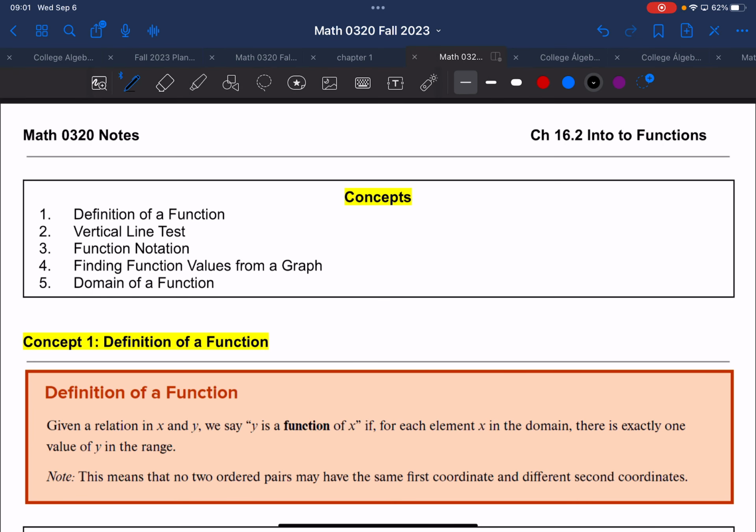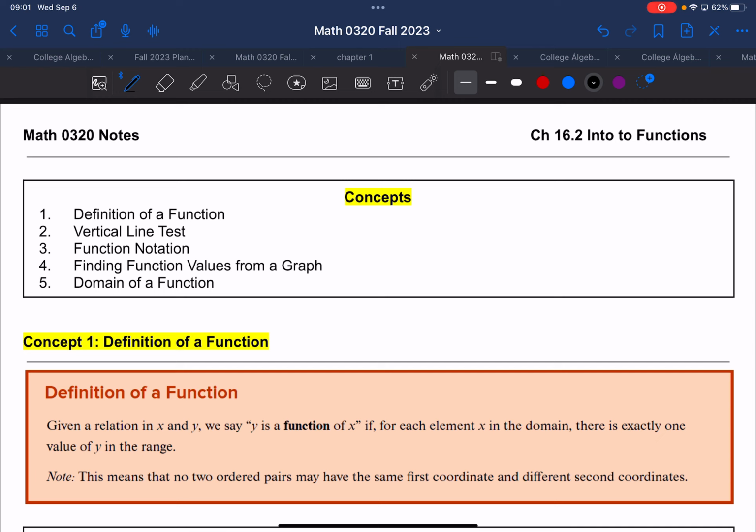Okay, so we're going to be starting section 16.2, which is Introduction to Functions. So our concepts we're going to go over are definition of a function, vertical line test, function notation, finding function values from a graph, and the domain of a function.